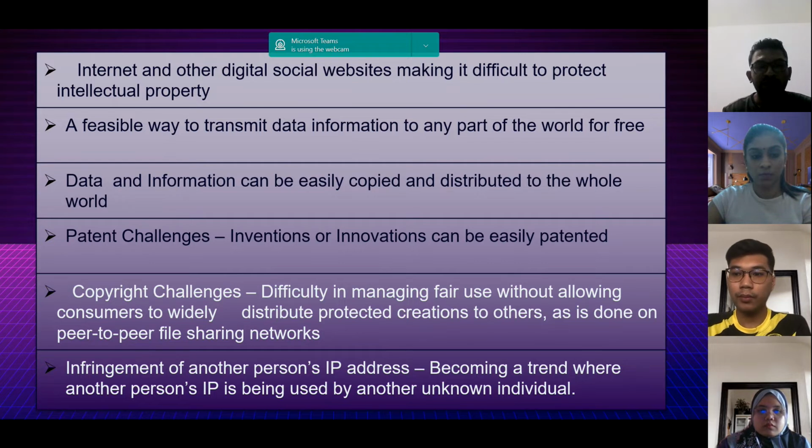Apart from that, copyright challenges. It is difficult to manage fair use without allowing consumers to widely distribute protected creations to others, as is done on peer-to-peer file sharing networks. So copyright is something very difficult to control, and anyone can breach the copyrights by just going into the peer-to-peer file sharing networks. Apart from that, infringement of another person's IP address. It is becoming a trend where another person's IP address is being used by another unknown individual. And this is also one of the reasons that it is very difficult to control or detect.